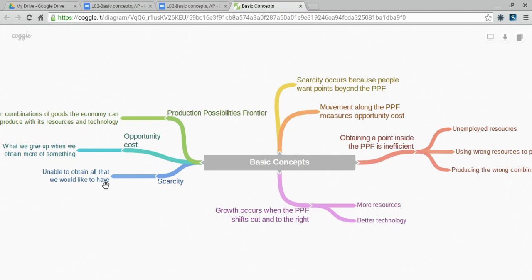Scarcity means that people are unable to obtain all that we would like to have. That is, nature does not freely provide all the stuff we'd like, which means when we want to get something, we're going to have to pay a cost to obtain it.